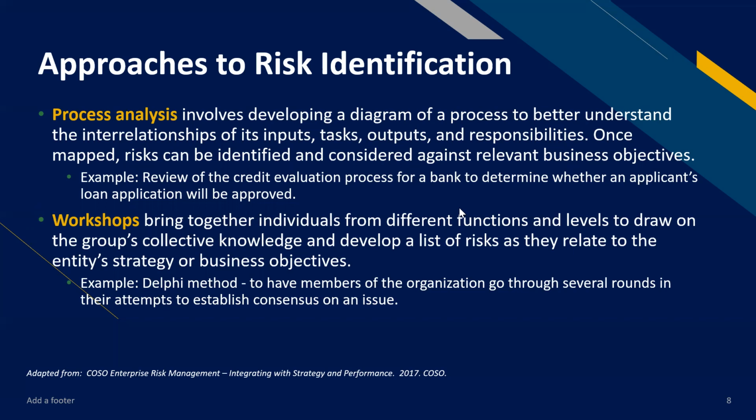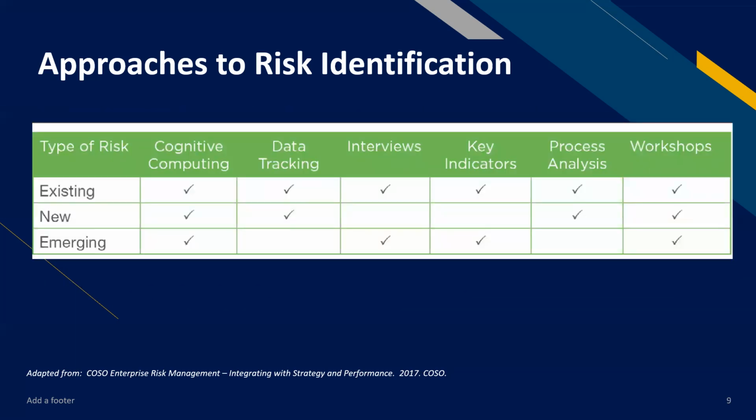Obviously, these are not all encompassing, because some of these risk approaches can only identify some risks. Okay. For example, process analysis might be able to identify existing and new risks, but not emerging risks or risks that are really out of the current situation of the company. Okay?